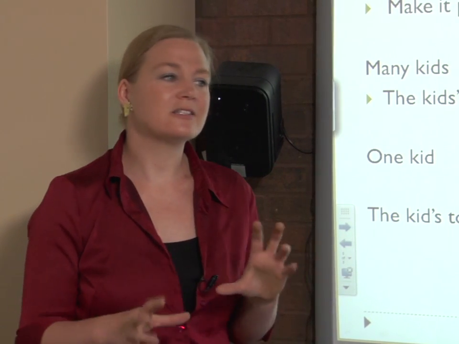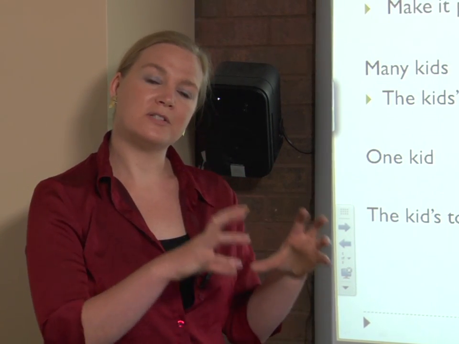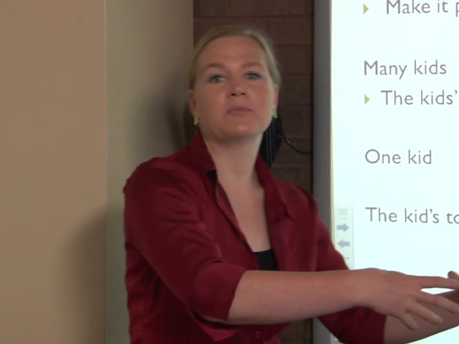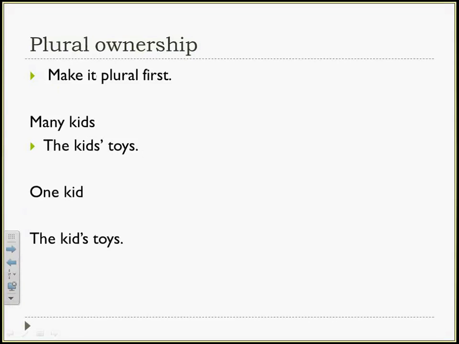A place that this gets confusing is when you've got a plural subject that is owning something. What you want to do in that situation is you want to make the subject plural first and then show ownership. So what you're going to do is first put the S on it. That's how you make something plural. So the kids' toys. This is more than one kid, and they have a whole bunch of toys. So you're going to make it plural first, and then you're going to put your apostrophe afterwards to show possession.